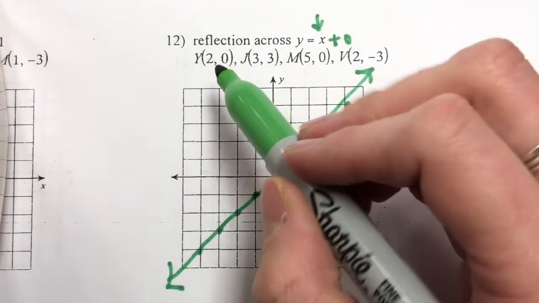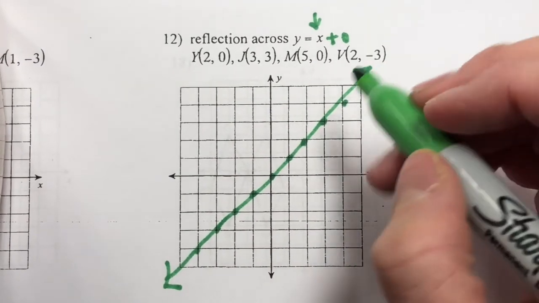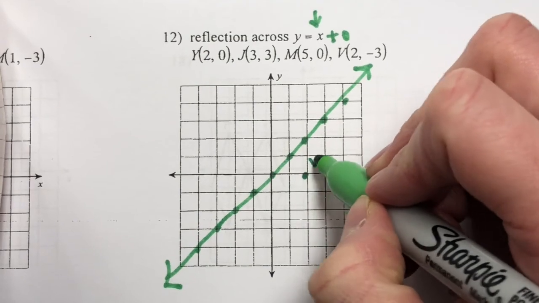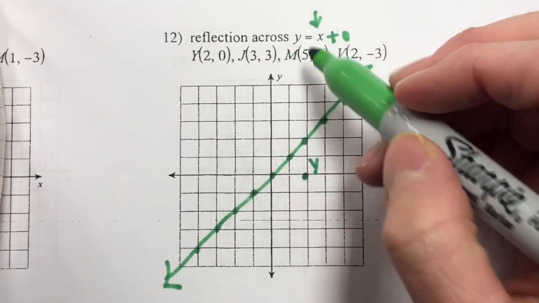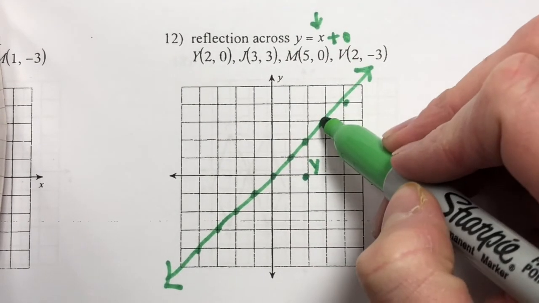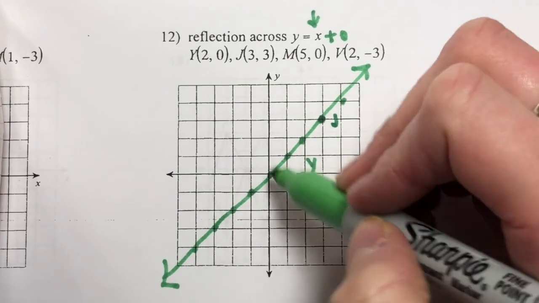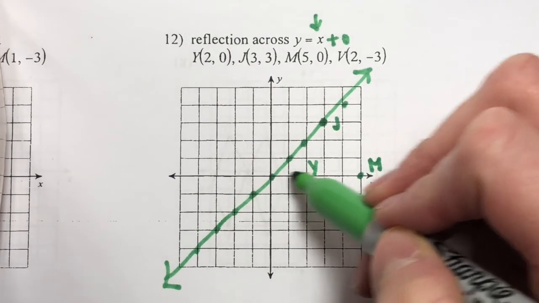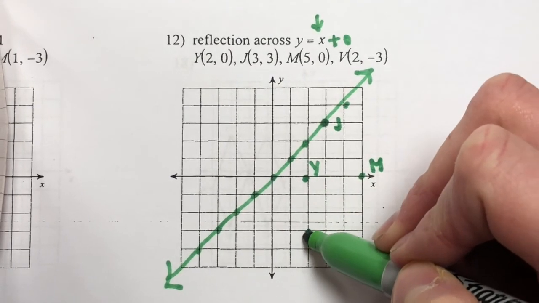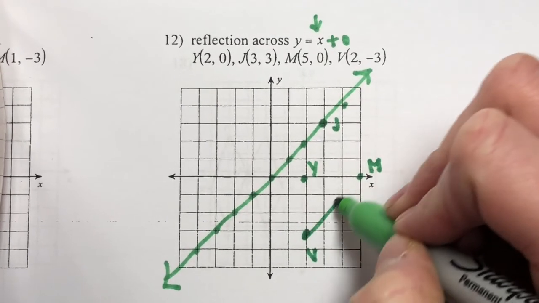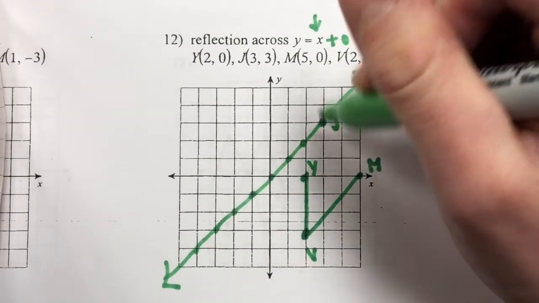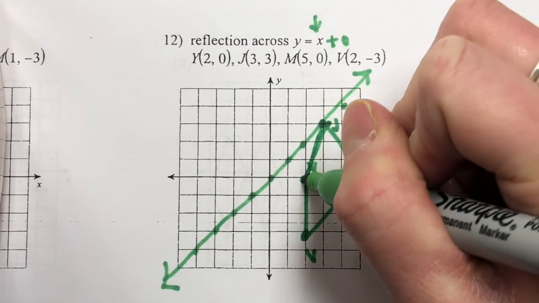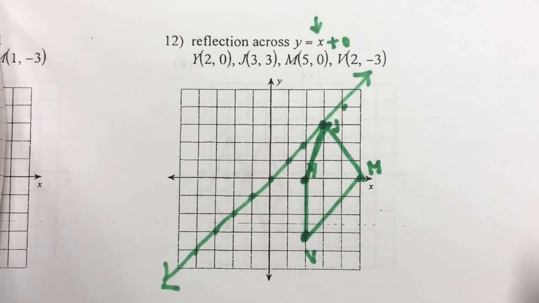So the next thing I need to do is graph my ordered pairs. So Y is at 2, 0. So 2, 0, that would be Y. Make sure you're labeling. J is at 3, 3. So 3, 3, this is J. M is at 5, 0. So here's my M. And then V is at 2, negative 1. Oh man. Okay, I always do this where I put the letters inside of my shape. Okay, oh well. Now, the next thing that we're going to do is reflect it.